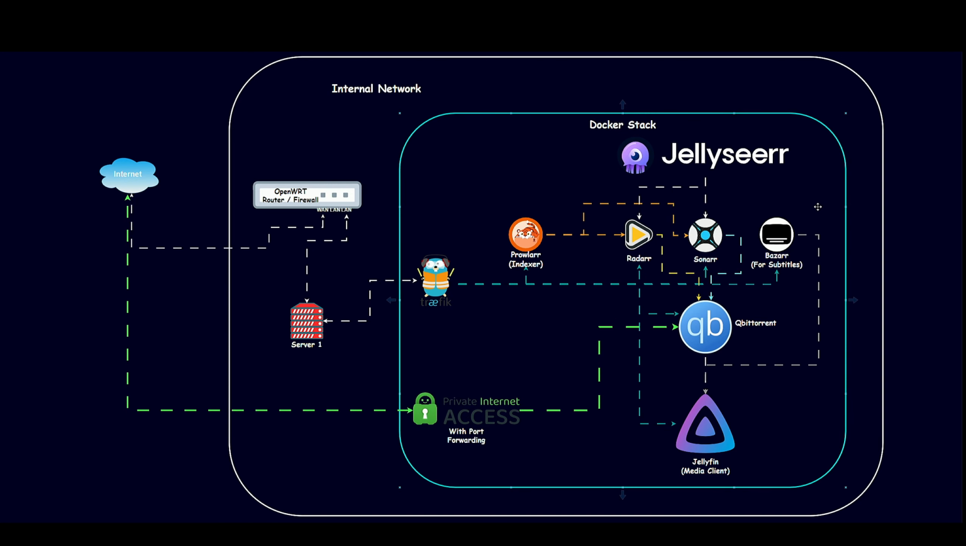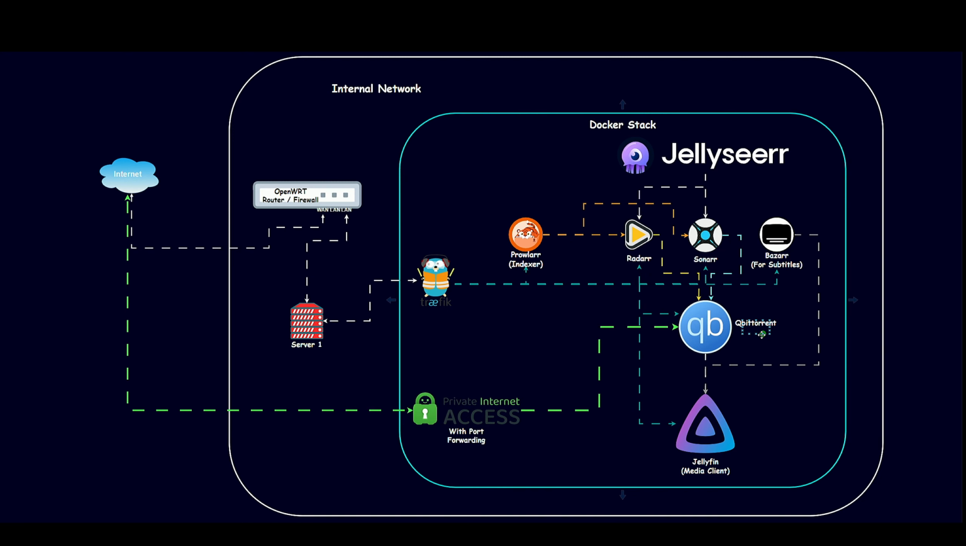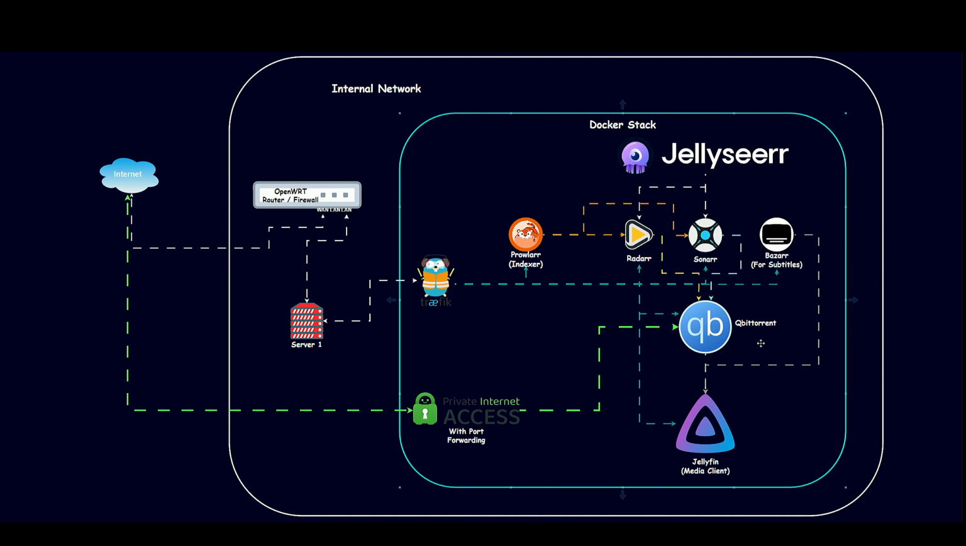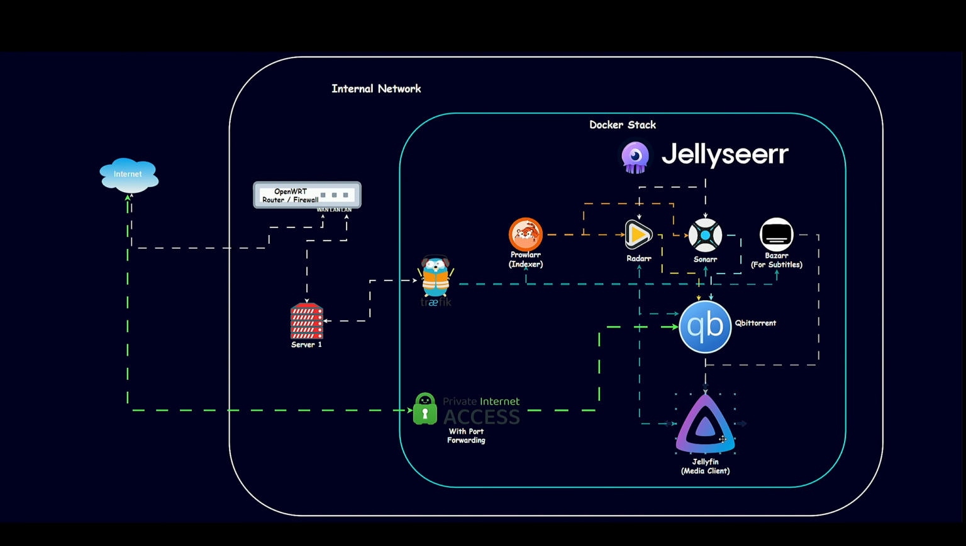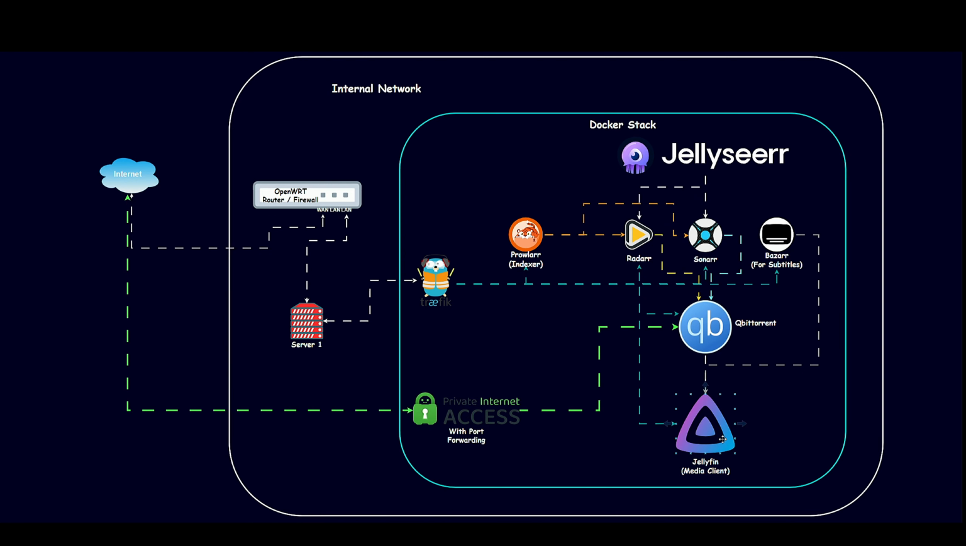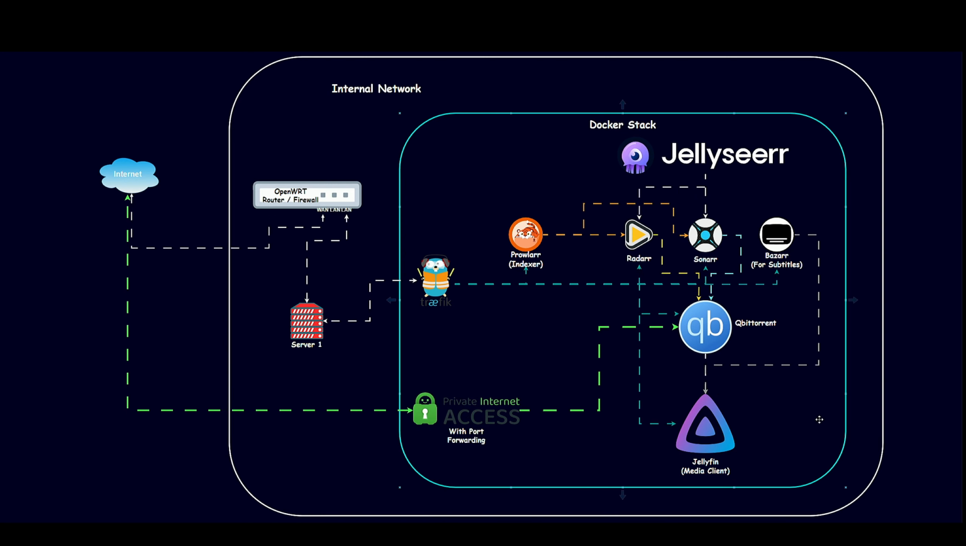Now qBittorrent is connected via the Private Internet Access VPN, for better P2P connections and for better privacy of the user. At the bottom there is also a Jellyfin client listed, which is a server that provides the web UI for watching the downloaded content.